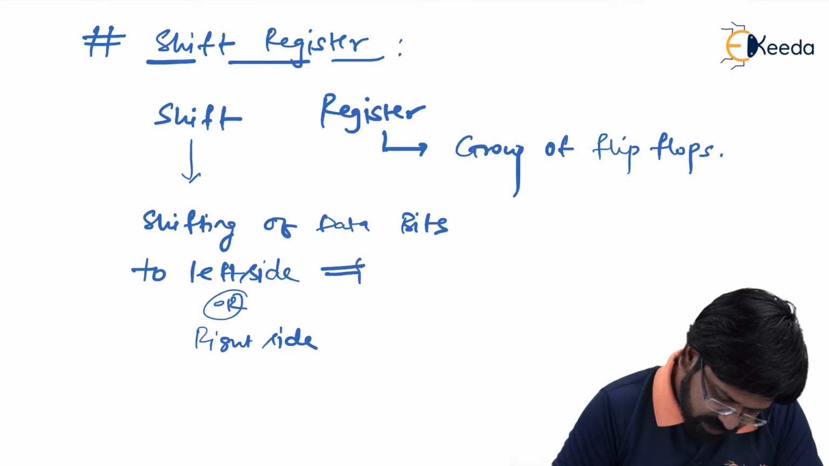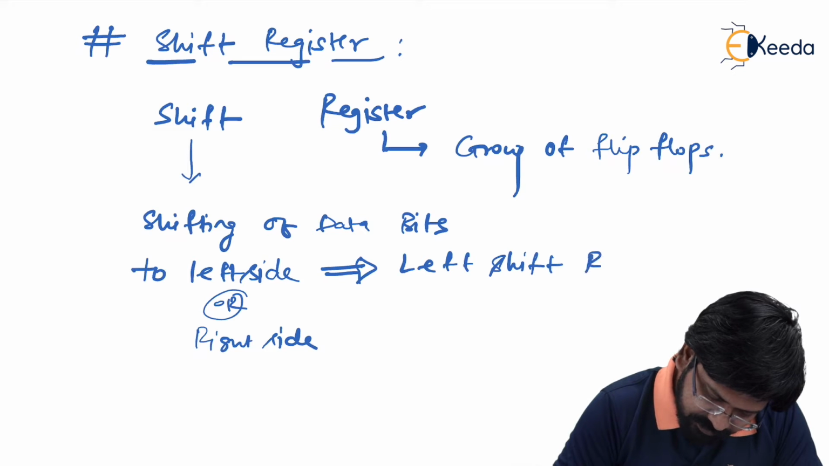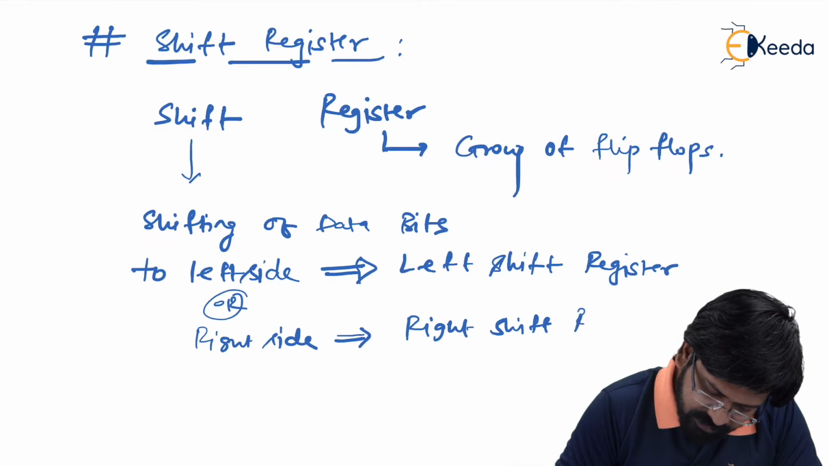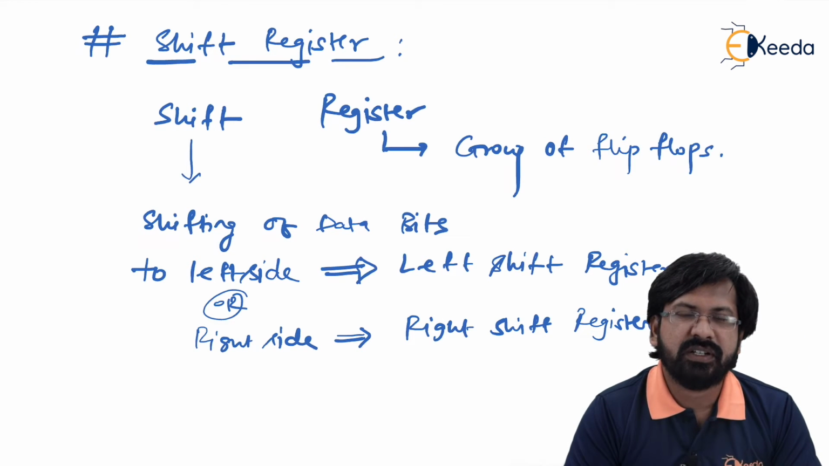So left side shifting provides us a left shift register, and this provides us a right shift register. So let us take one example of a shift register and let us understand how it really works.